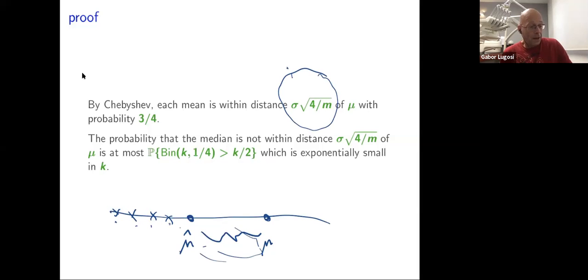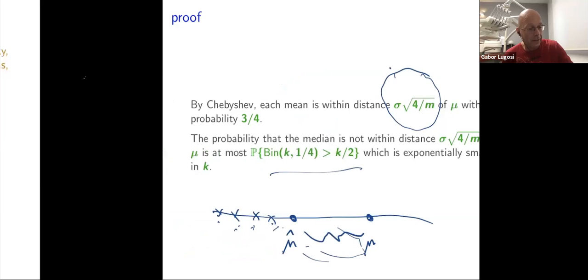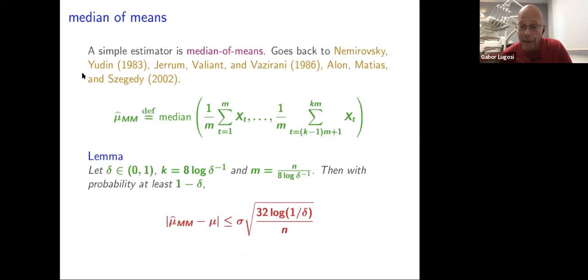Okay. But the number of points that are that far, that's just a binomial, right? With success probability at most 1/4. So the probability that half of them are this far, well, that is e to the minus k, and k is log 1 over delta, so that's how the delta comes in. Okay, so this is a completely trivial proof. It's just a nice, clever idea, and we have this wonderful sub-Gaussian inequality that we get completely for free, and we don't need anything special about the distribution.